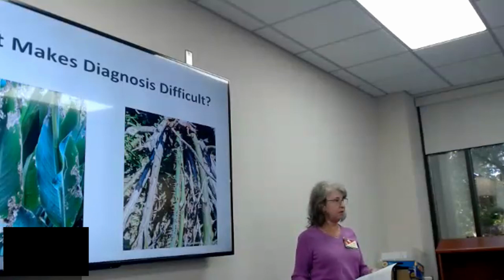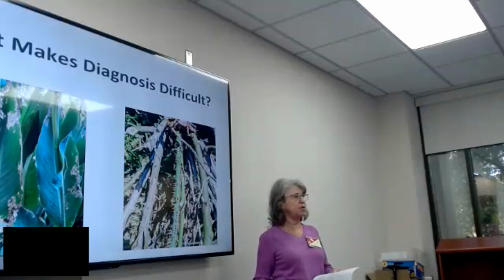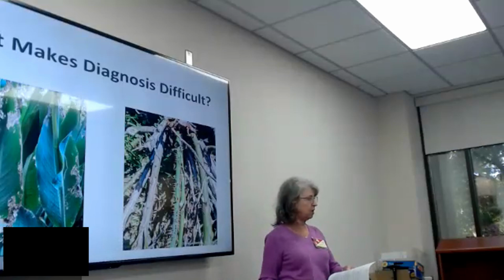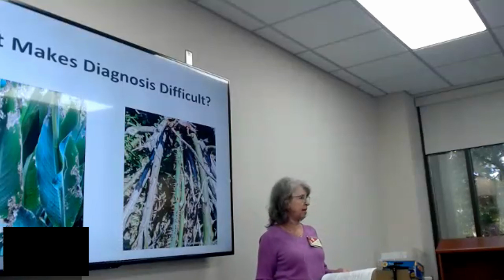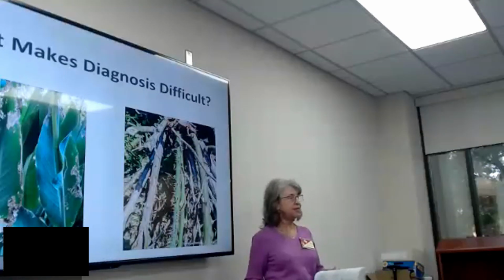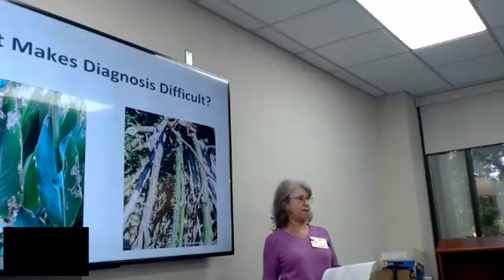So that's one reason. Another thing is there are thousands of different diseases. There are 80,000 different plant diseases identified in the world, and 50,000 occur in the United States. I wasn't able to find a number for North Carolina, but I'm going to guess it's in the tens of thousands. That's just the diseases. We haven't even talked about insects yet. So it's a vast amount of knowledge. You can't possibly know all of that.